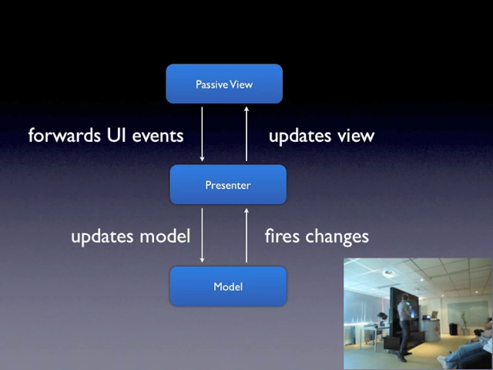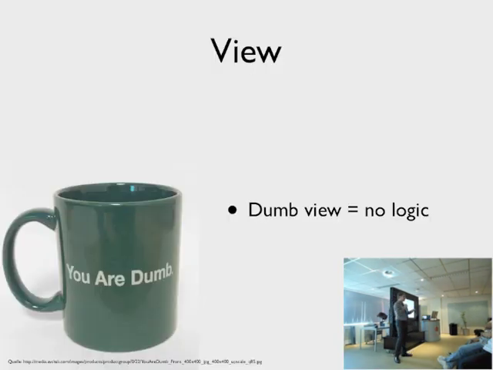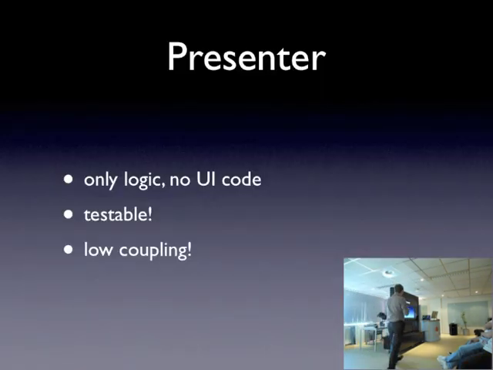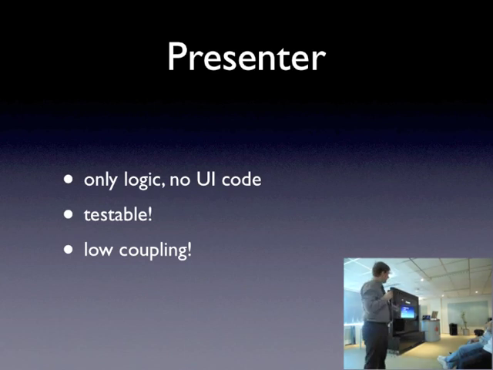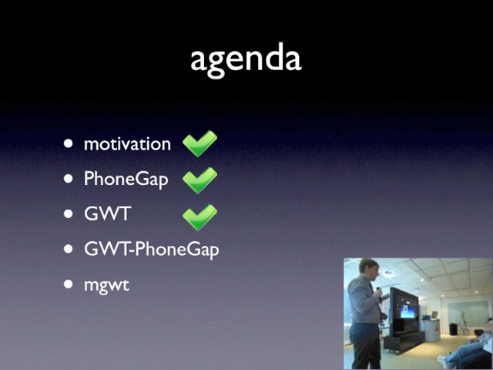So basically, you have a passive view. You do have a presenter and a model. Those know nothing about the view, so they are testable. And you have a very dumb view, which doesn't contain any logic. The only thing it has is the position of its widgets, and as soon as there's any event, it just forwards it to the presenter. So this means that I can have all the logic in the presenter, no UI code there, and so I can easily test it in unit tests. And I have very low coupling with the rest of my application.